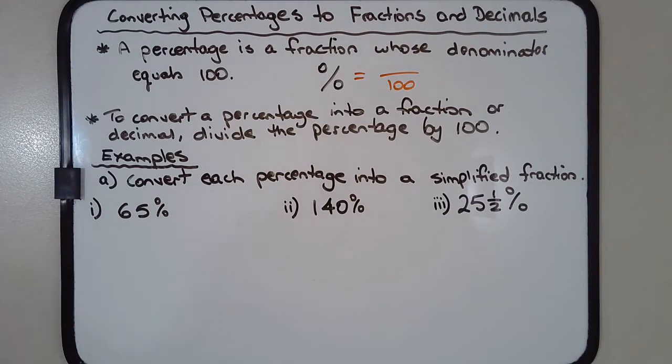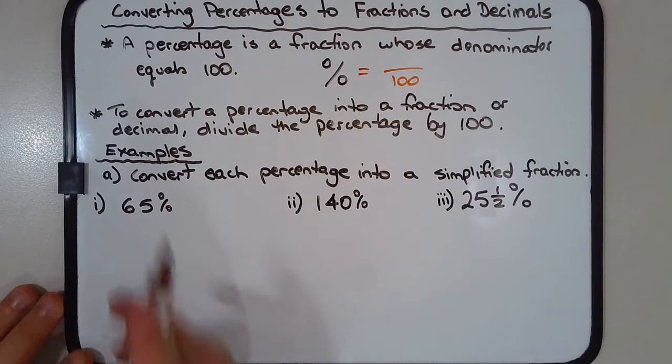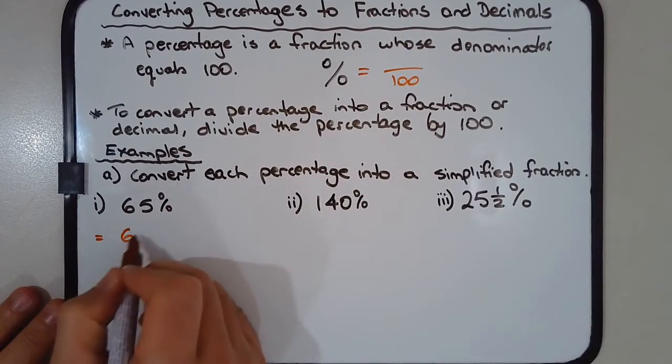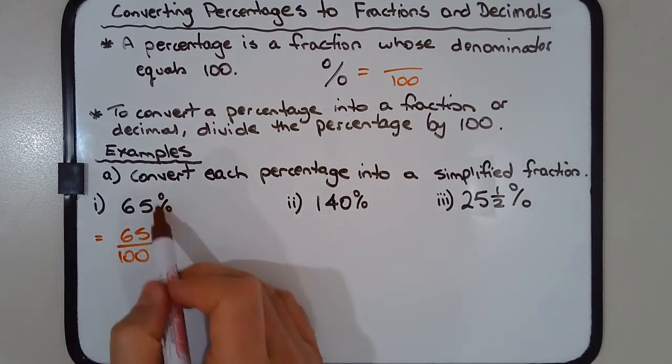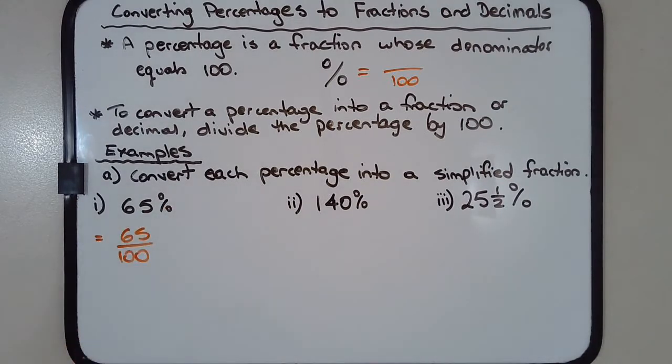Let's have a look at 3 examples. Convert each of these percentages into a simplified fraction. So we're going to write it as a fraction over 100, but we must express it in simplified form. Let's have a look at the first one, 65%. That's really the fraction 65 over 100. Remember the percentage symbol just means over 100.